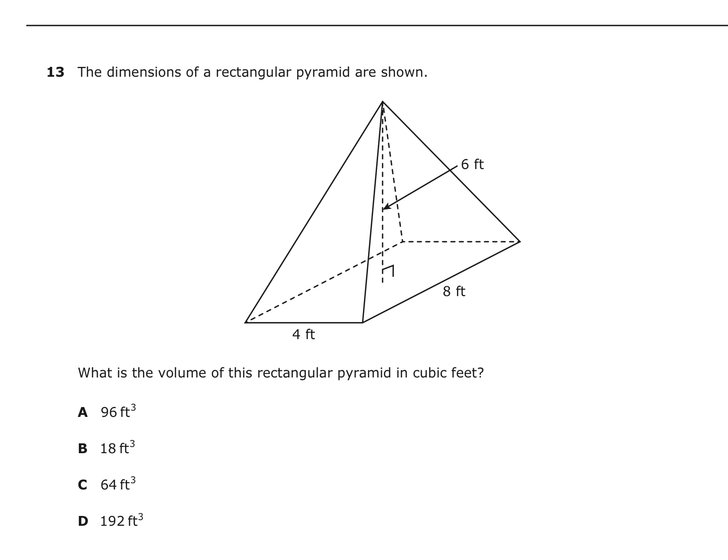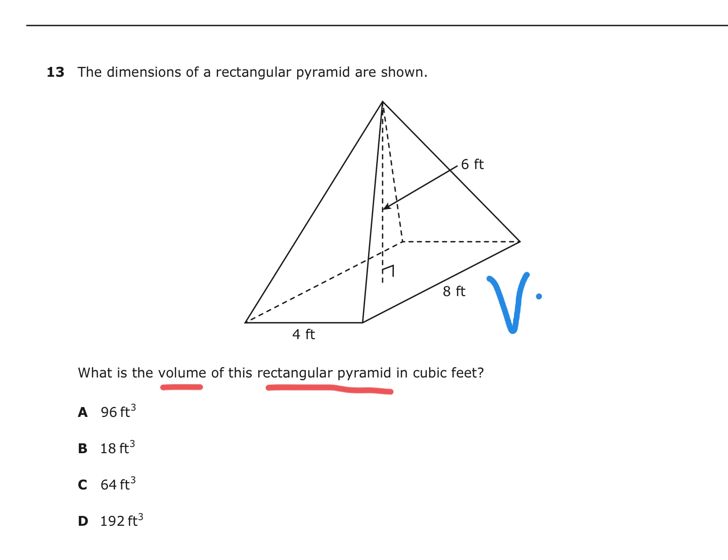Okay, so number 13. This will be the last one in this part of the video, part 1. The dimensions of a rectangular pyramid are shown. The base is 4 feet by 8 feet and the height is 6 feet. And we want to find the volume of this rectangular pyramid. And so what we need to do is go back and take a look at the reference chart, the formula chart, and see what is the volume for a pyramid that is given to us.